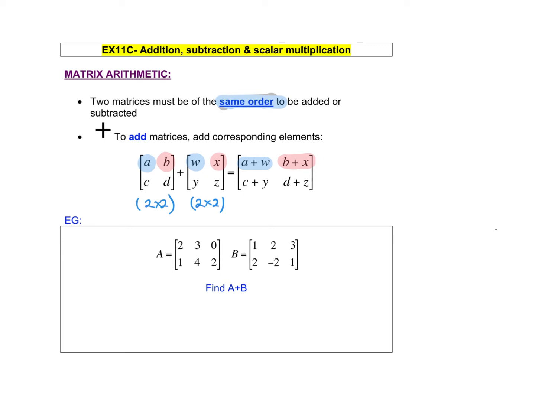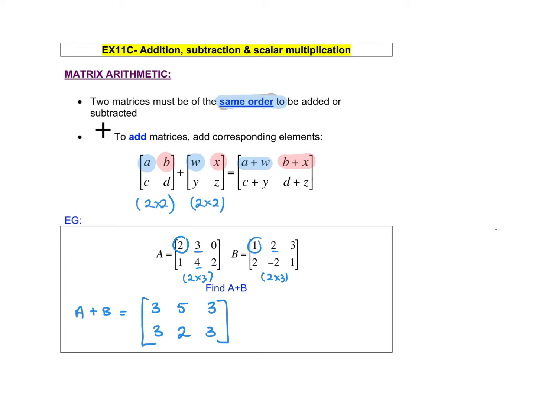So if you have a look at our example here, if you look at the order, this is a 2 by 3, and this is also a 2 by 3, so I can add them together. If I add A and B, what I'm going to get is first 2 plus 1, which is 3, 3 plus 2, which is 5, and 0 plus 3 is 3, 1 plus 2 is 3, 4 plus negative 2 is 2, and 2 plus 1 is 3.